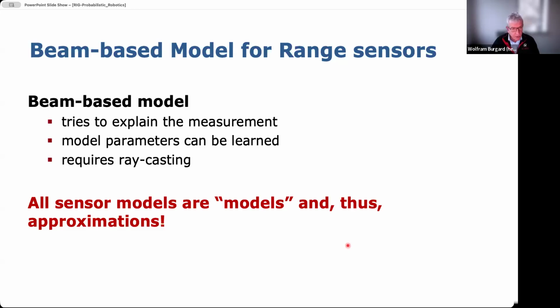As an upfront warning, all sensor models are just models and just approximations. And the model that we are going to talk about here is not the perfect model. It is just one model that you might use to start with and implement on your vehicle. It turns out to be pretty robust already, but there are plenty of models out there, and there are plenty of opportunities to also do better than what I described here on these slides.